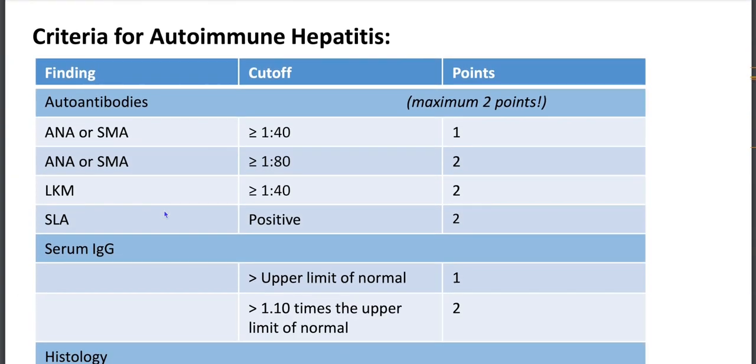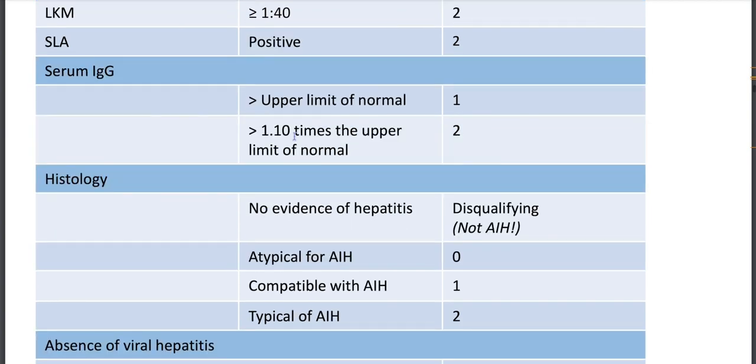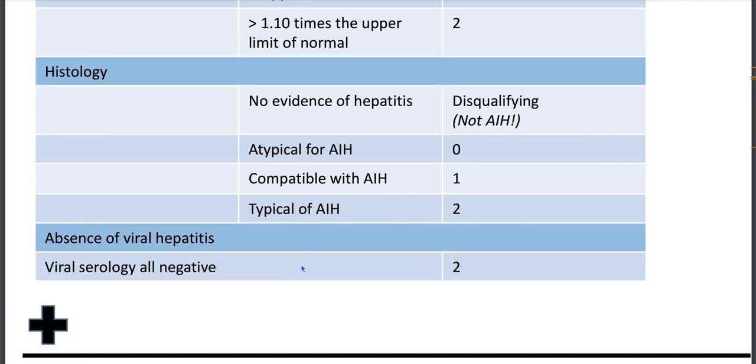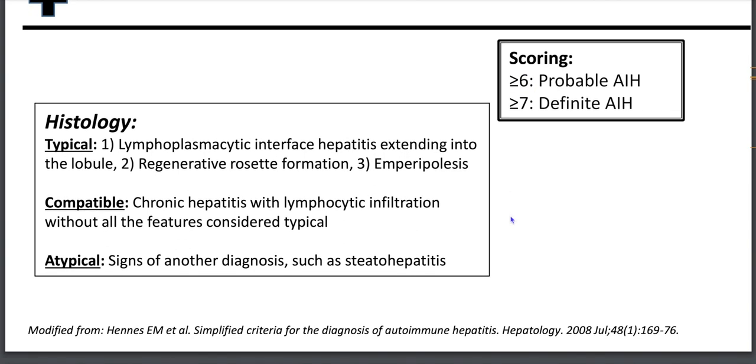Criteria for autoimmune hepatitis. The stronger the amount of autoantibodies for ANA or SMA, the higher the likelihood the patient has autoimmune hepatitis. Remember that the higher number, 1 over a higher number, means there's more antibodies. It takes longer to dilute it where it's gone. Serum IgG elevated means you have a higher chance of AIH. Histology, absence of viral hepatitis. So a score greater than or equal to 6 is probable AIH, and greater than or equal to 7 is definite AIH.